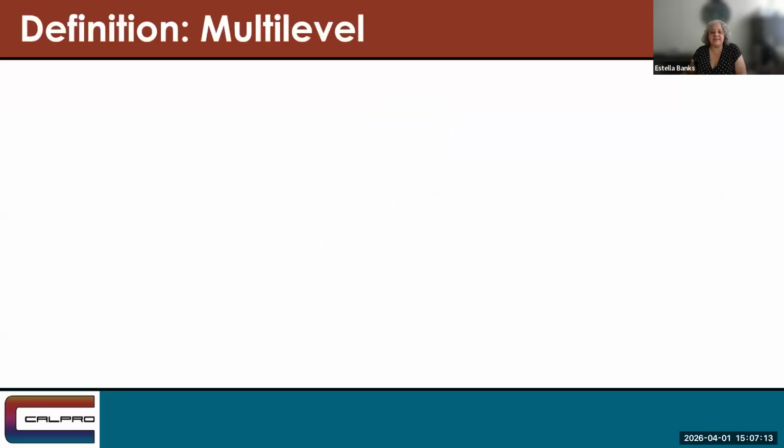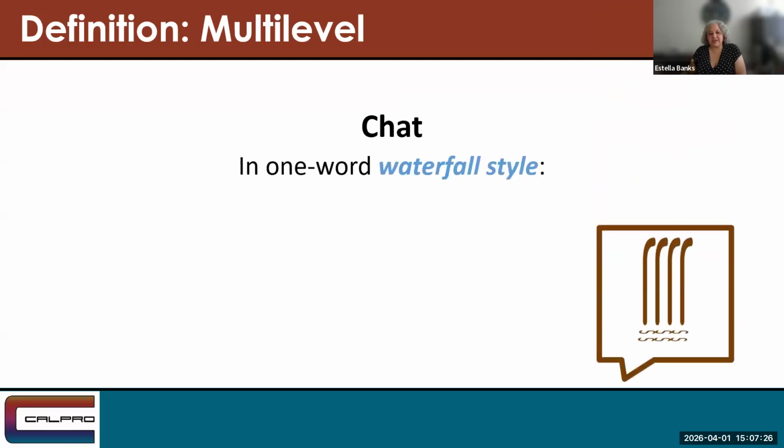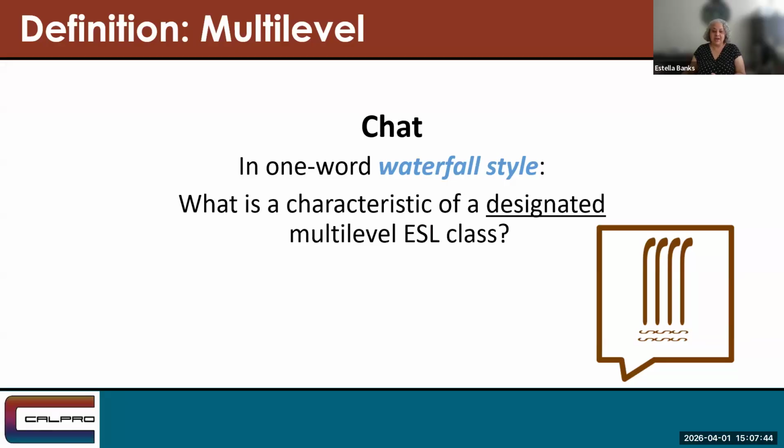So first, let's begin by defining multi-level. So this is our waterfall activity. Here in the chat, you're going to answer this question. What you'll do is open up your chat, type your answer, and wait until I say go. That'll be your key word, go. And then hit the enter button. Your responses will be to this question: What is a characteristic of a designated multi-level class?